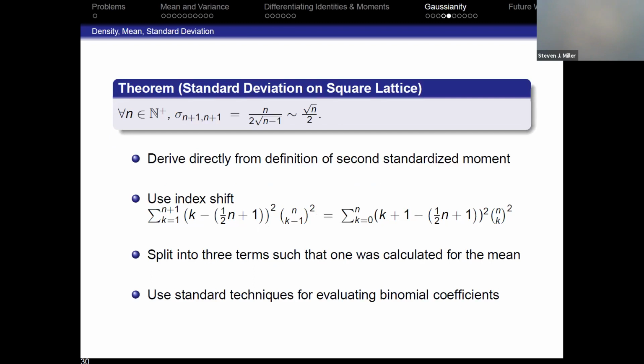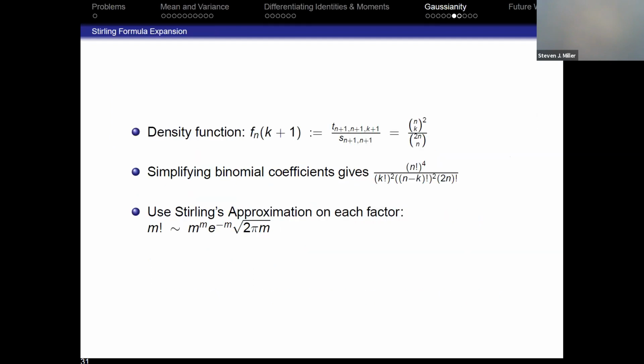So we've talked about how to calculate the standard deviation, and I'm just going through it a little bit more explicitly. The density function is the probability that we have a gap of length k plus 1. We count how many paths there are of length k plus 1 and divide by the total number of paths. This gives you the fraction of paths that are of length k.